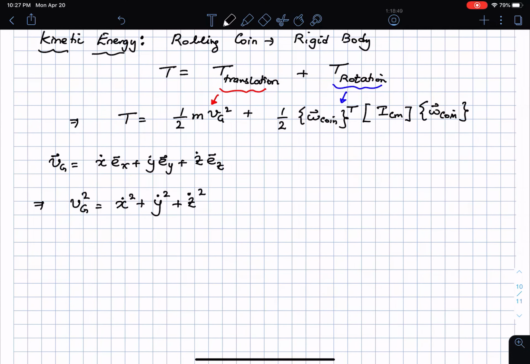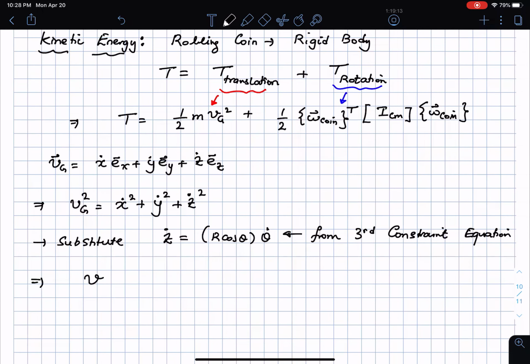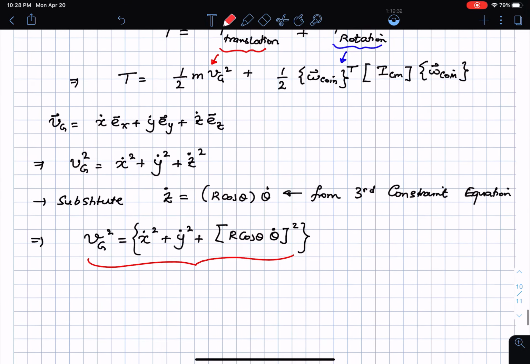Then I'm going to substitute z dot equals r cos theta theta dot from the third constraint equation. And so Vg square becomes x dot square plus y dot square plus r cos theta times theta dot, whole square. So that's going to be Vg square.